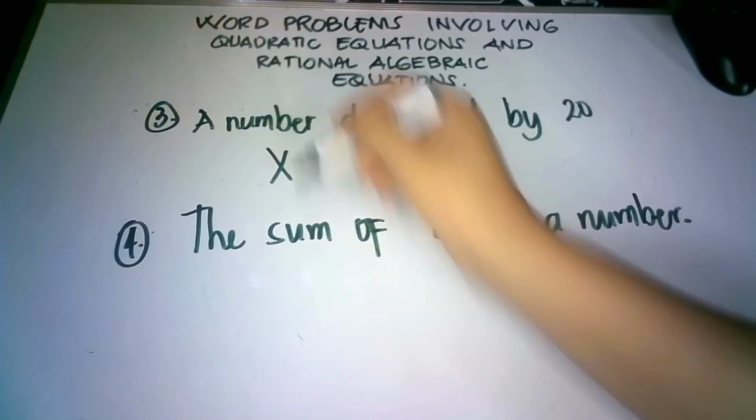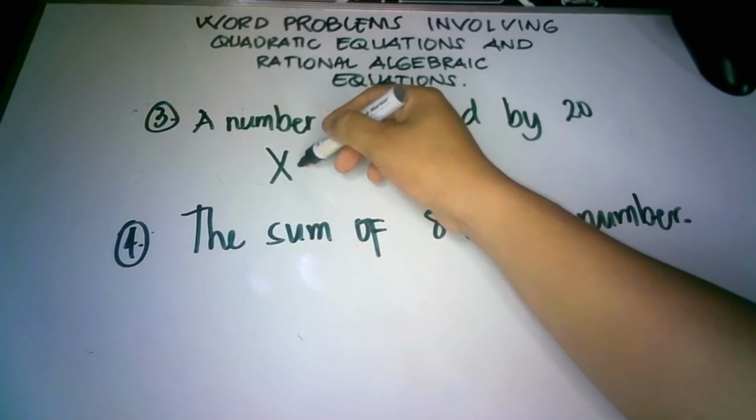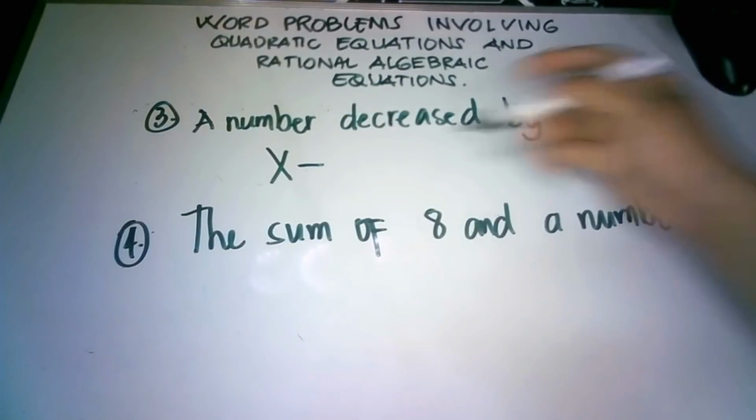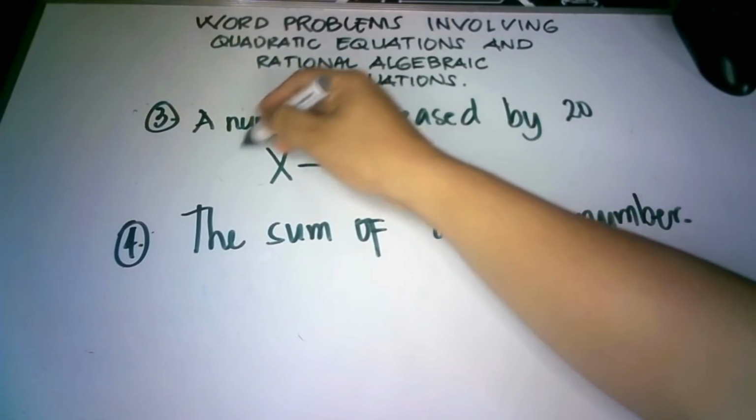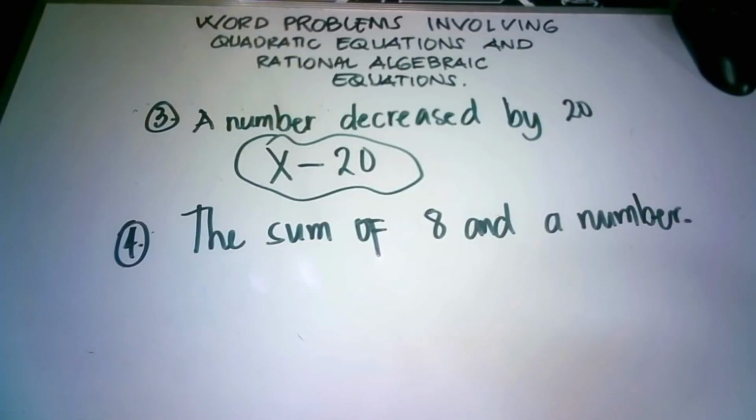So x decreased. So minus, how much is the minus? 20. It's that simple, no? Next, number 4, the sum of 8 and a number. It can also be broken down. The sum of.